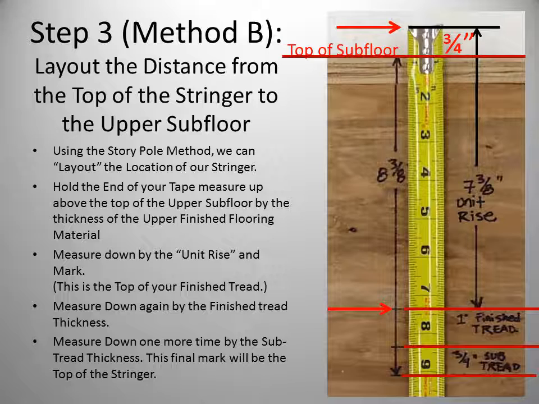So to review, as you hold your tape up by the thickness of the upper floor material thickness, that represents the top of the upper floor, and then measuring down 1 unit rise to the top of the finished tread. From there, we measure down the thickness of the finished tread and make another mark, in this case 1 inch. That represents the top of the subtread. And again, we measure down by the thickness of the subtread, 3/4 of an inch, and make another mark. That last mark should be the top of the stringer.